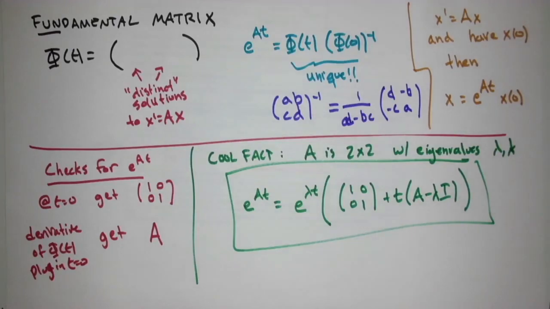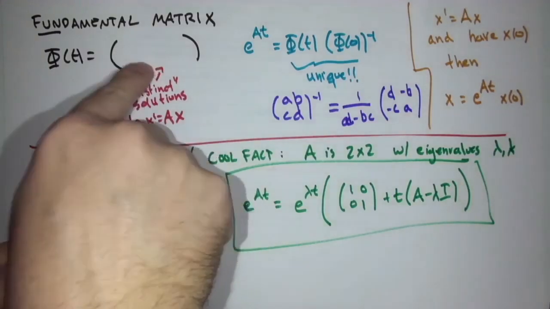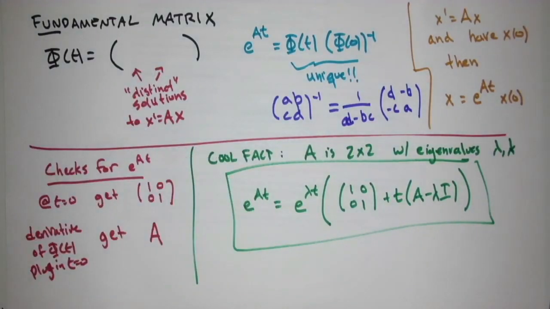I know, I'm sorry. I should have had more jazz hands. Whoa! So that's the shortcut if you know it. You don't have to know it. You can always do it. Find the fundamental matrix.